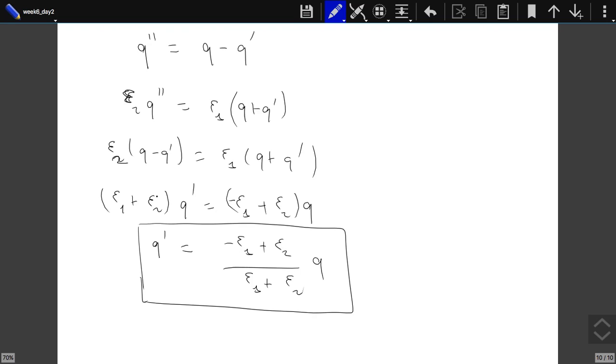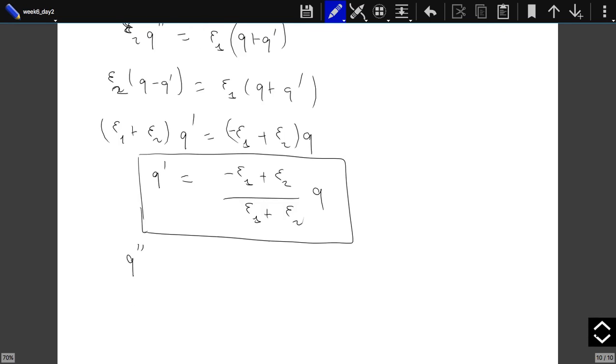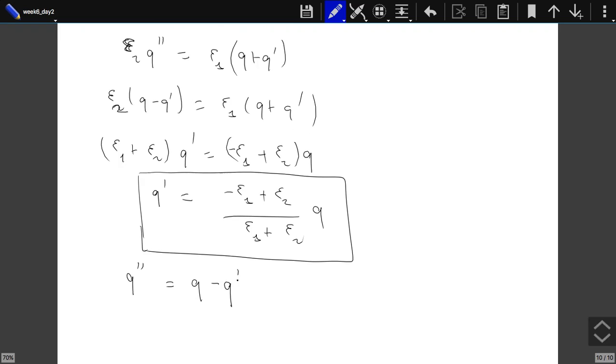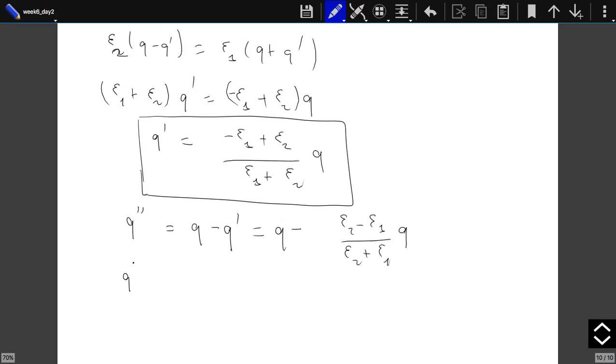Now let's look at the other region. Q double prime is equal to, let's see, we said that Q double prime is Q minus Q prime. Q minus (epsilon 2 minus epsilon 1) divided by (epsilon 2 plus epsilon 1) times Q. Q double prime is equal to, well, epsilon 2 is cancelled, twice epsilon 1 divided by (epsilon 2 plus epsilon 1) times Q.